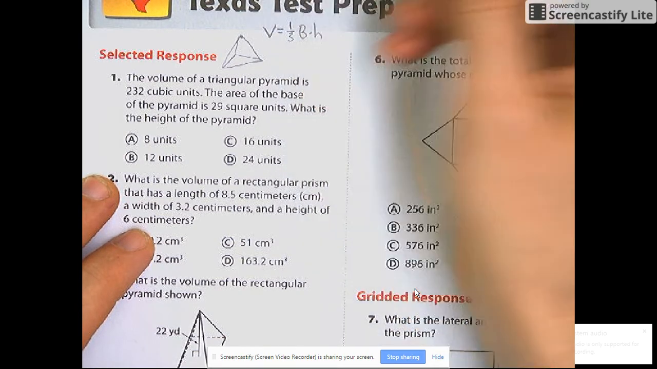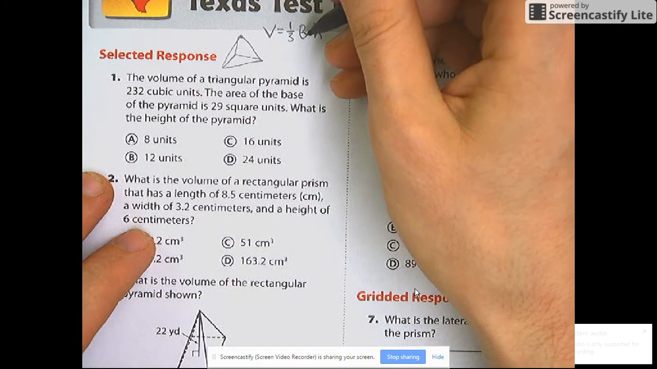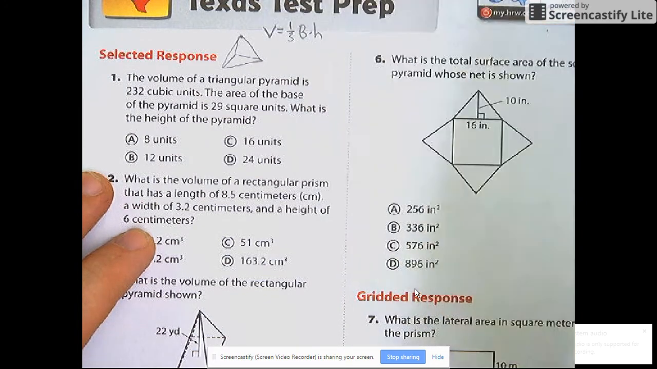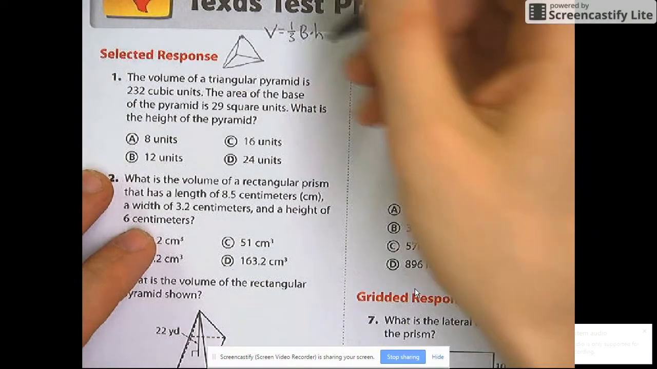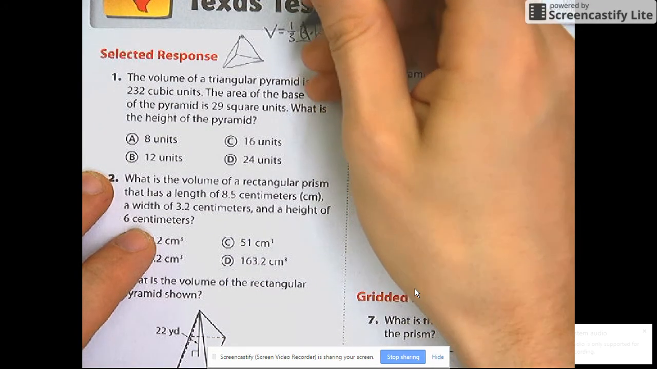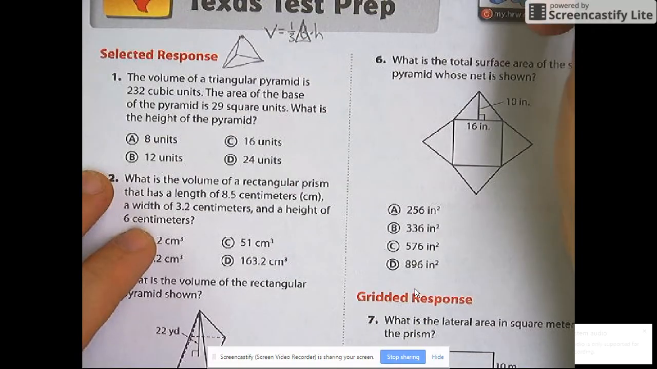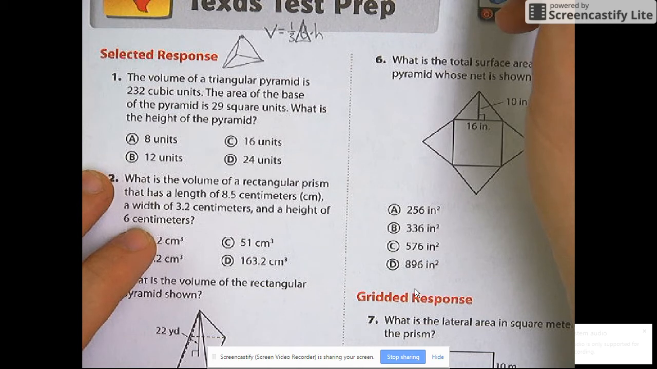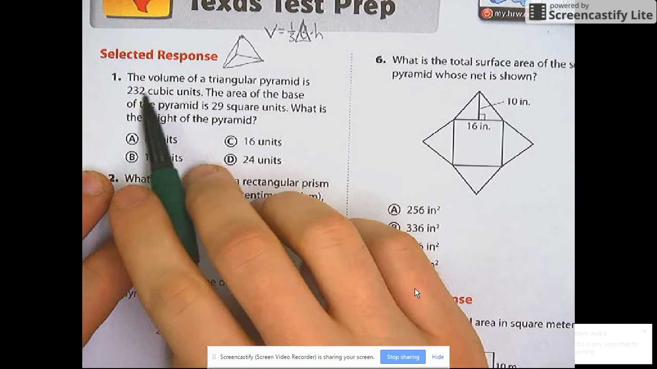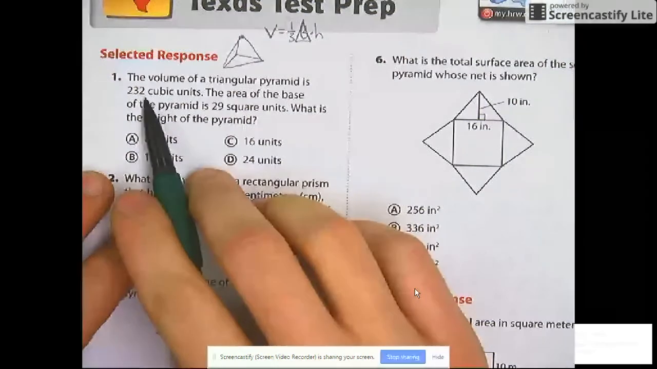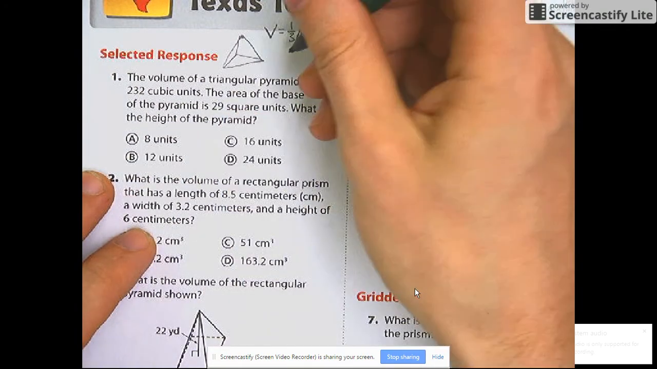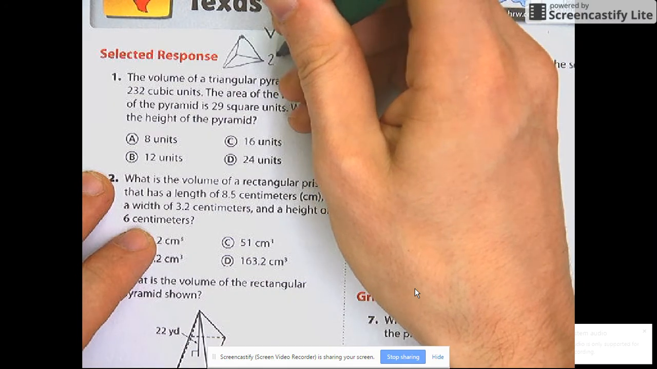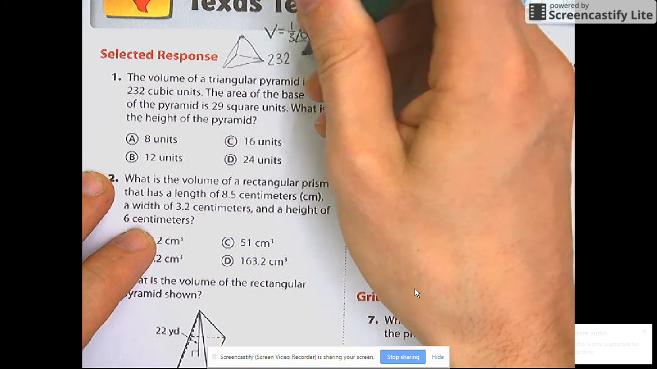And I like to put a shape around my capital letter B to remind me what shape that base is. What shape is the base of a triangular pyramid? Well, it's a triangle. Okay? All right. Now I can start plugging my numbers in. The volume is 232. So where does 232 go in for? Well, the volume. Okay, in this question, we're going to do it backwards. We already know the volume. Before, we've been trying to find the volume, but now we know what it is.